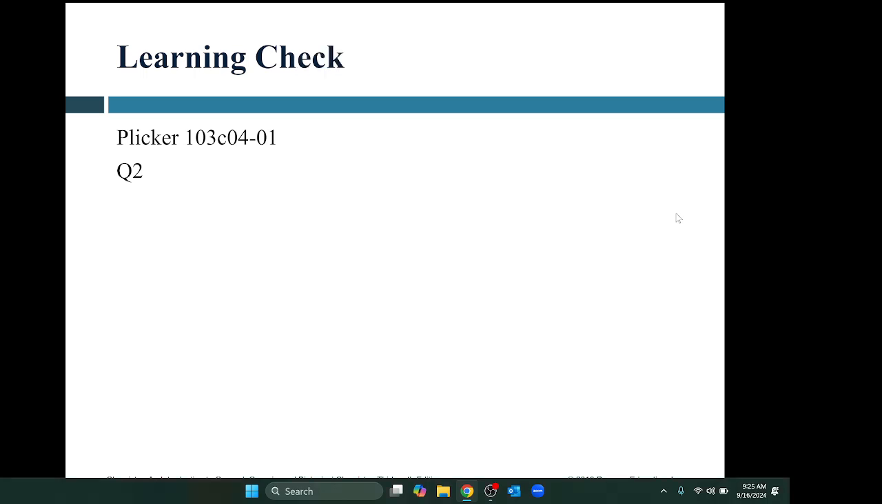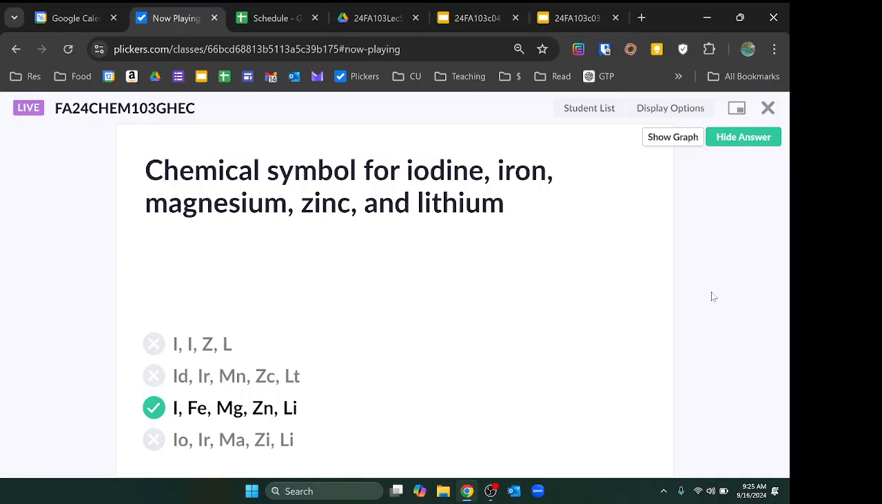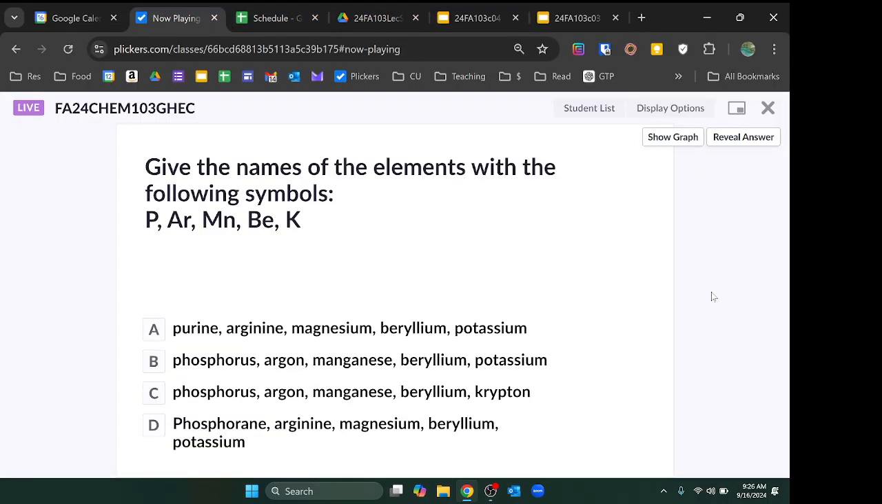Okay, let's try the next one. Give the names of the elements with the symbols P, Ar, Mg, Be, K.